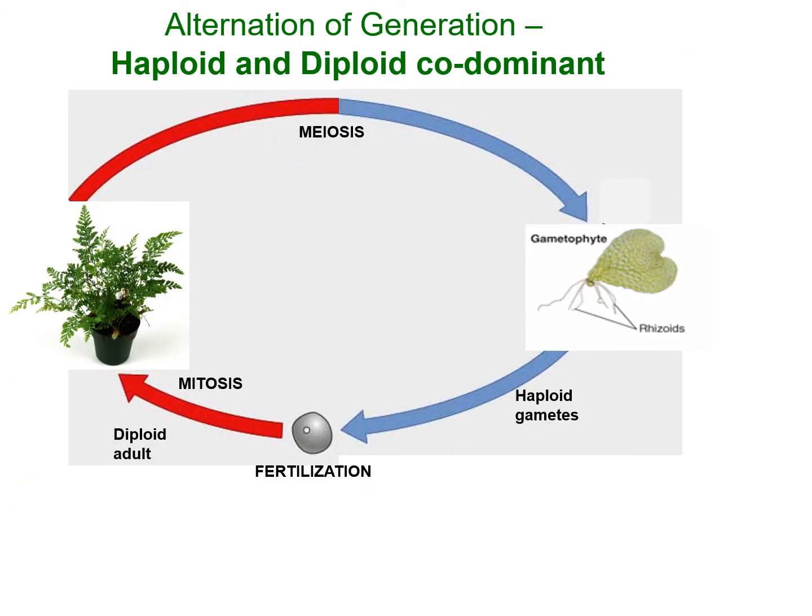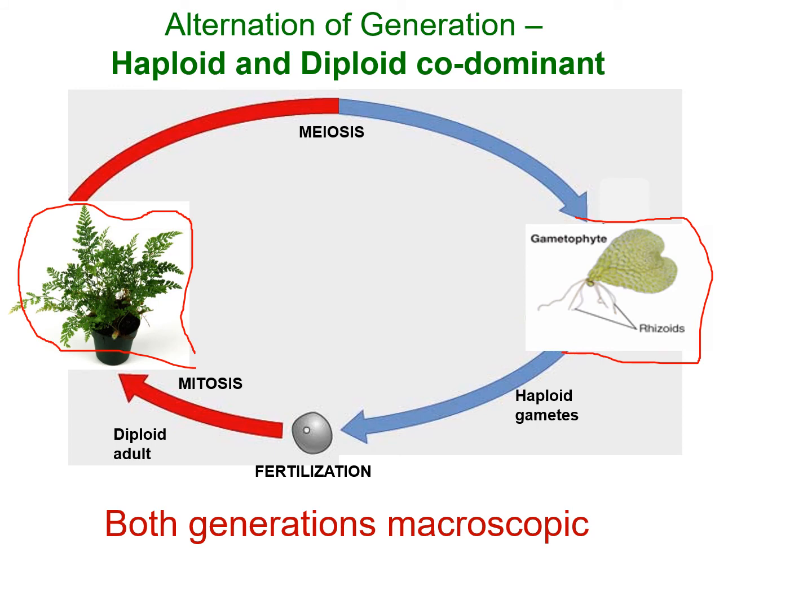And then the third life cycle type that we're going to have is a codominant, sometimes also called alternation of generations. So we have a haploid gametophyte here, which is photosynthetic, independent, and fairly small, but it is still macroscopic. And then we also have a macroscopic, independent and photosynthetic sporophyte stage. So that's diploid. So we say that these are coexisting. Both generations are macroscopic, which is what the definition really is of that alternation of generations.